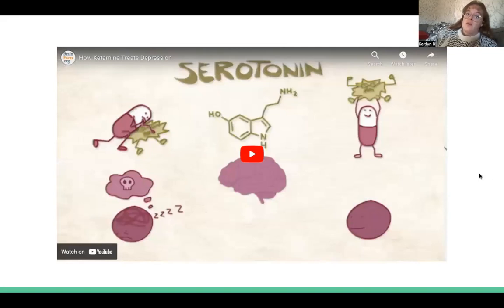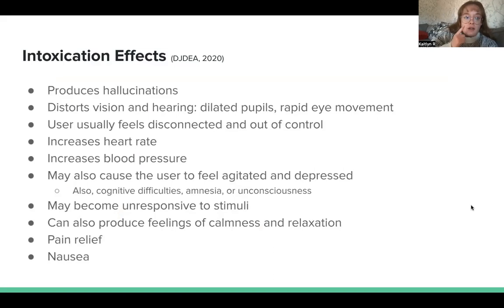Okay, so like that video went over, I thought it was kind of important to go over how ketamine can be useful, while also being cautious of its addictive properties. So when being used in addiction or not in moderation, the intoxication effects of ketamine can produce hallucinations. It distorts vision and hearing, such as dilated pupils and rapid eye movement. The user will usually feel disconnected and out of control. It increases heart rate and blood pressure.